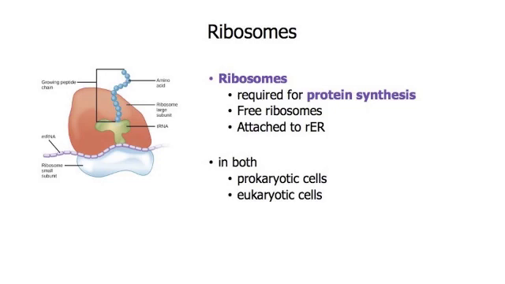Some are suspended in the fluid of the cytoplasm, making proteins that remain in the fluid. Other ribosomes are attached to the outside of the endoplasmic reticulum. These ribosomes make proteins that are incorporated into the membranes or secreted by the cell. It's important to note that ribosomes are also found in prokaryotic cells.